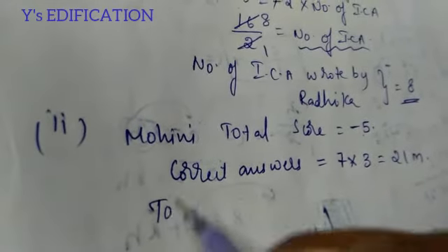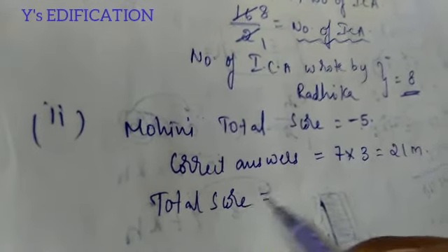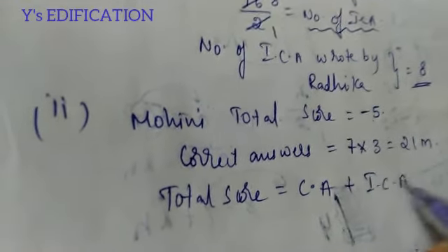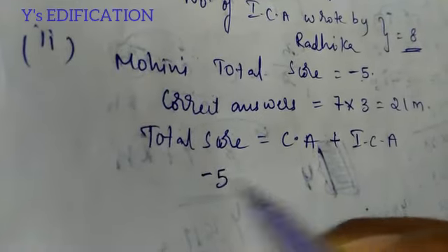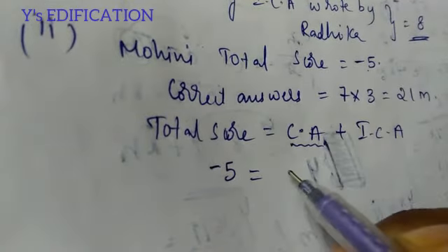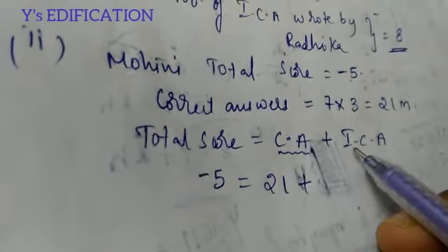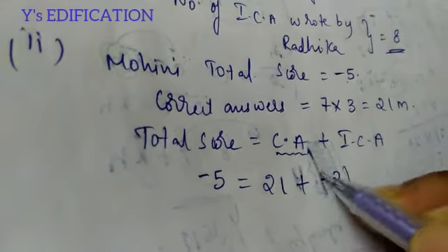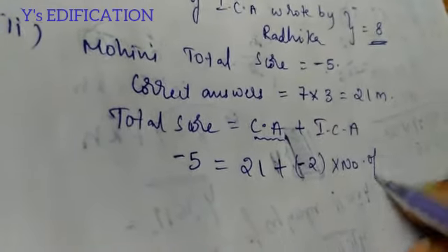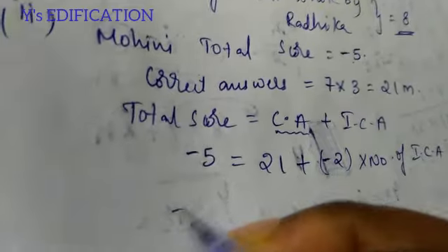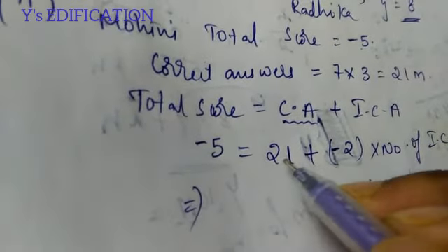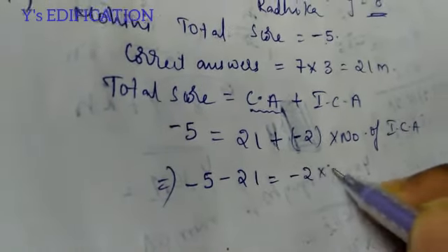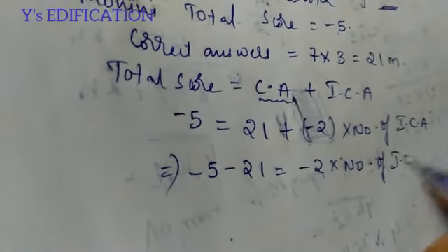In the same way, how will we calculate the total score? Total score of Mohini is equal to correct answers marks plus incorrect answer marks. The total score for Mohini is minus 5. So it is 21 plus, in the same way we solved the previous one, minus 2 into number of incorrect answers. Now shift this plus 21 to LHS, it becomes minus 21, is equal to minus 2 into number of incorrect answers.